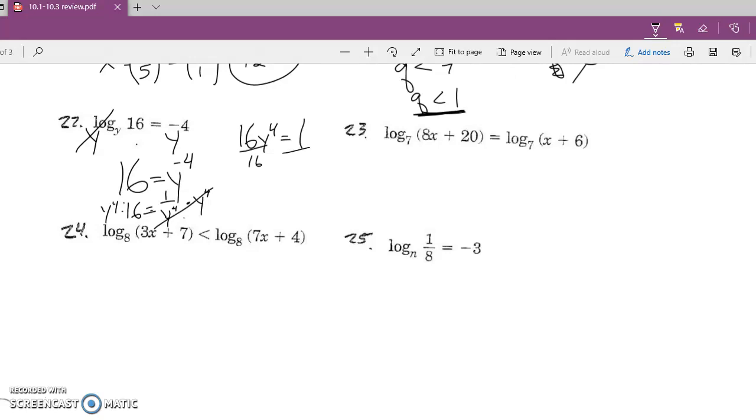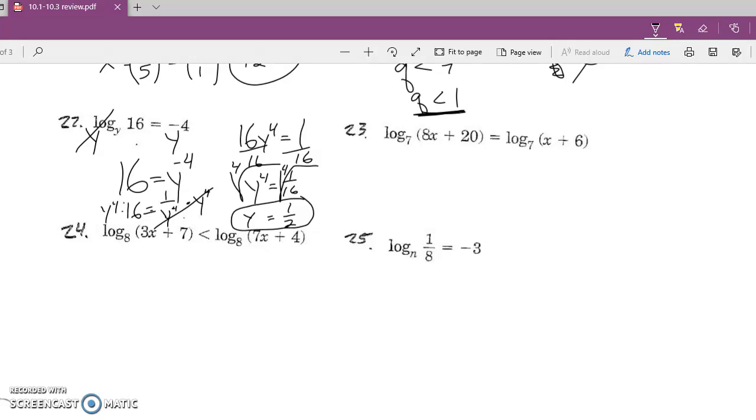You would then divide by 16. So y to the 4th equals 1 over 16. How do you get rid of a 4th power? You 4th root it. And that happens to be a perfect 4th root because the 4th root of 1 is 1 and the 4th root of 16 is 2. And so the final answer to this one would just be 1/2. Hopefully that all made sense.